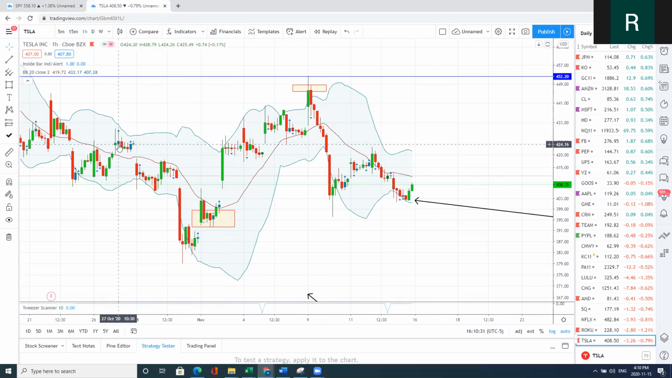Let's look at this one over here. We have this inverted hammer at the top of the Bollinger Band. This is a good short. I wouldn't be looking to go long on this candle, for example, because it's too extended, okay?